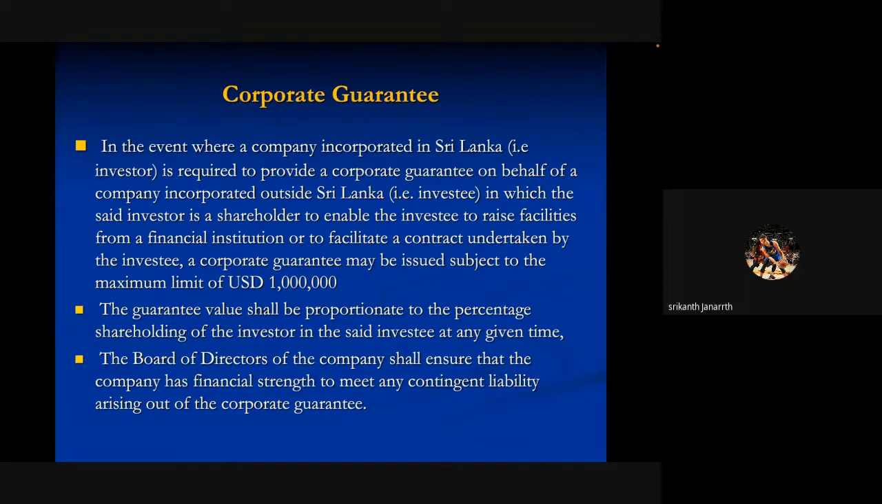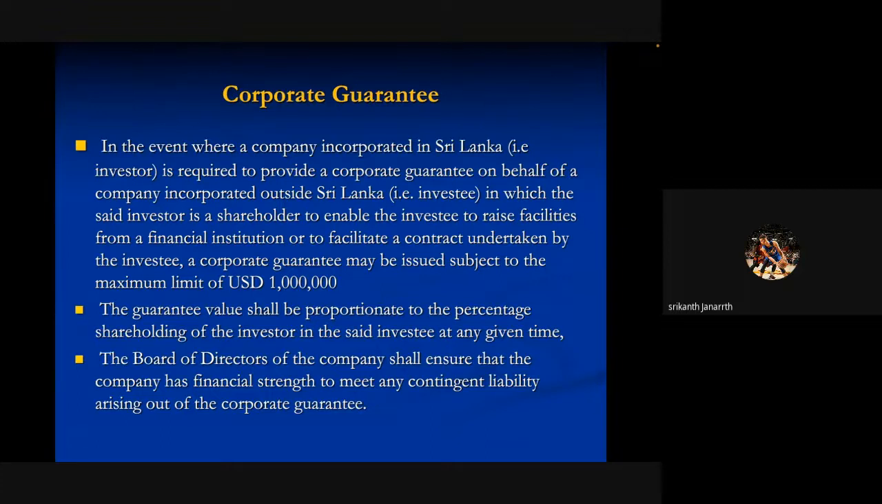So in the event where the company incorporated in Sri Lanka, the investor, which is Dialog, is required to provide a corporate guarantee on behalf of a company incorporated outside Sri Lanka, which is the ABC company in Vietnam, in which Dialog is a shareholder, to enable the Vietnam company to raise a facility from a bank, right? A corporate guarantee may be issued subject to a maximum limit of $1 million. Up to $1 million they can go.